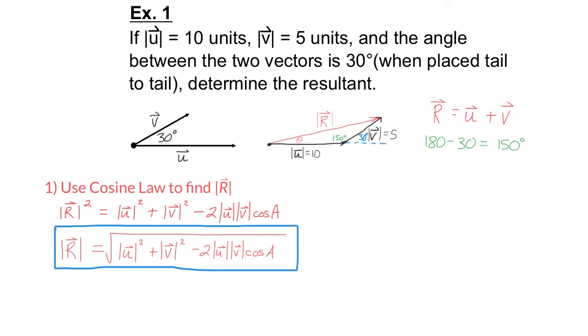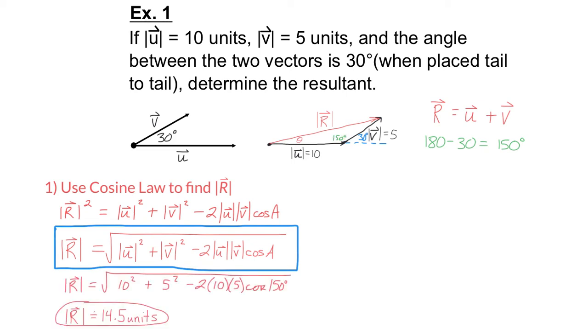Back to this question, we can just plug in our values for the magnitude of U and the magnitude of V, and the angle in between those is 150, and then we can use our calculator to solve. When I do that, I get 14.5 units as the magnitude for the resultant vector. So I've got the magnitude of the vector, that's half the battle. The next part is direction, so I need to find this angle, which I've labeled theta, and then once I have that angle, I can say what the direction of the vector is.